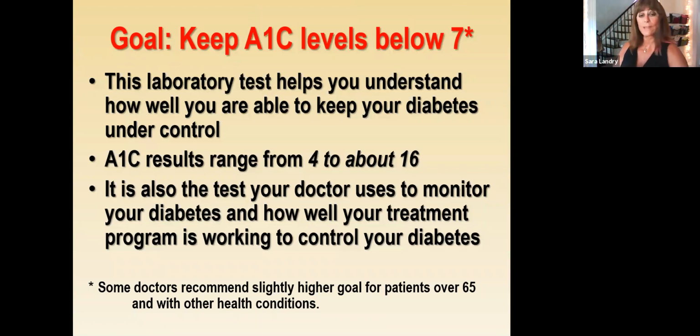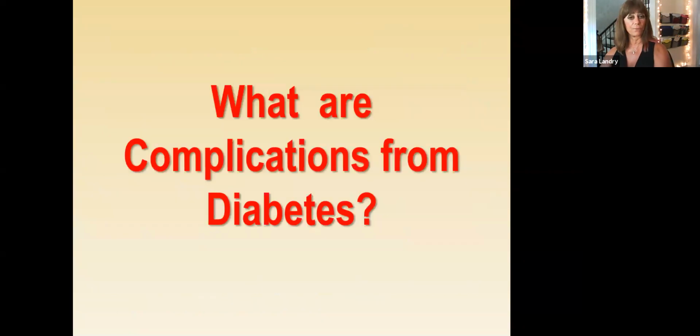So the reason you get these blood tests done on a regular basis is to help you know what your A1C is. A1C results range from about 4 to 16. The A1C is a test that your doctor uses to help you monitor your diabetes. It lets the doctor know how well your program is working to control your diabetes, your diet, your exercise, or your medication.